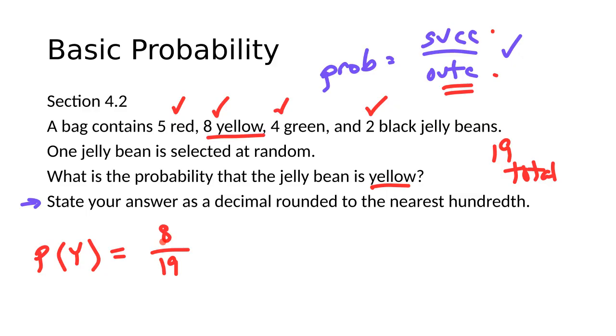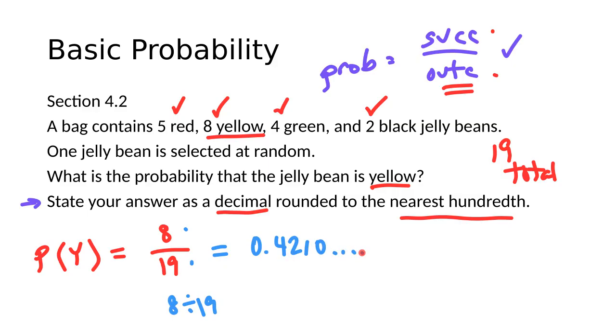If we were writing our answer as a fraction, we'd be done right here. But we were told to state our answer as a decimal rounded to the nearest hundredth. So we have a little bit more work to do. To get there, this 8 over 19 really is just 8 divided by 19. So we'll go ahead and divide that. 8 divided by 19, and what we get is 0.4210, and that decimal keeps going.